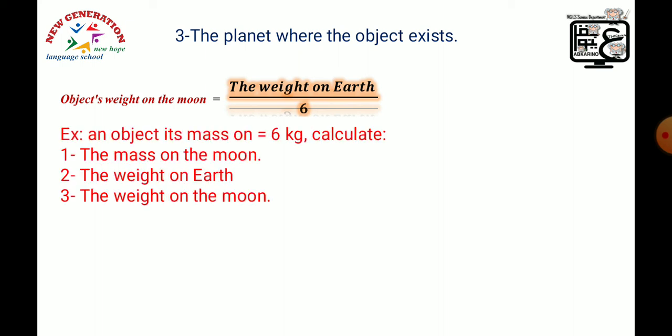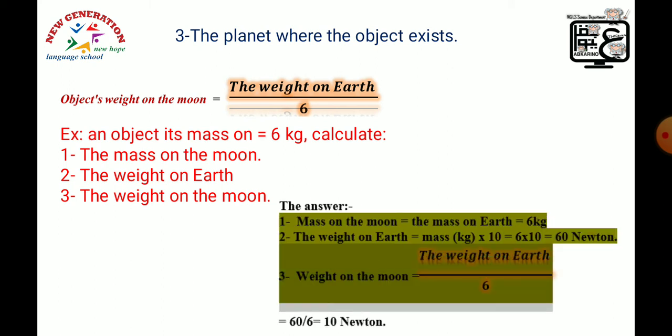Amazing. For example, its mass on the earth equals 6 kilogram. Calculate the mass on the moon, the weight on the earth, and finally the weight on the moon. It's so easy. First, the mass on the moon equals the mass on the earth, which equals 6 kilogram. Number two, the weight on the earth equals mass times 10 equals 6 times 10 equals 60 Newton. And finally, the weight on the moon equals the weight on the earth over 6, equals 60/6, equals 10 Newton. So it's very easy.